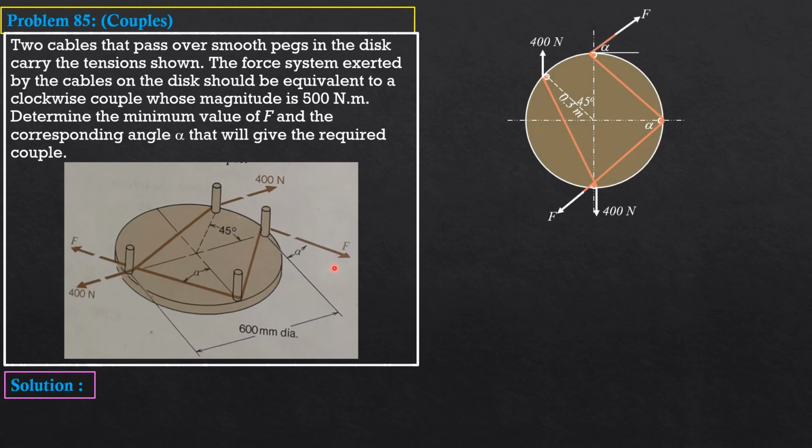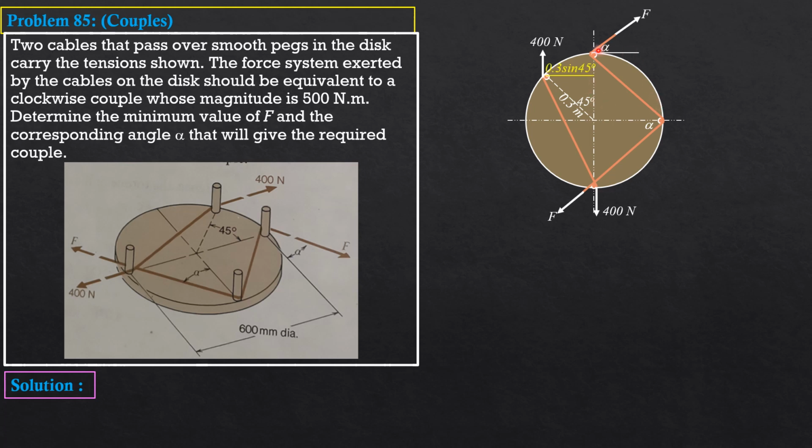So this is the top view. The radius is 300 mm or 0.3 meter because the diameter is 600 mm. So that's the top view. So this horizontal distance between the 400 Newton force is 0.3 sine 45. So that's 0.3 sine 45.